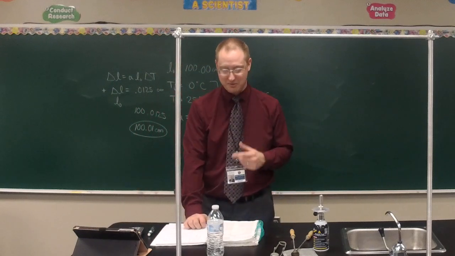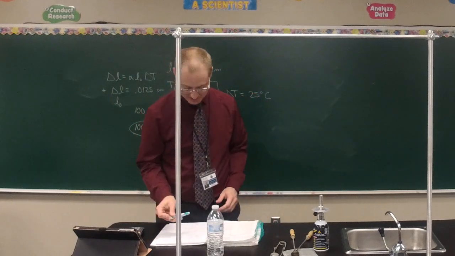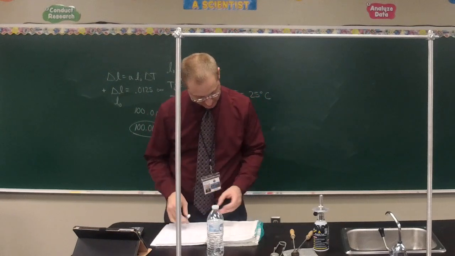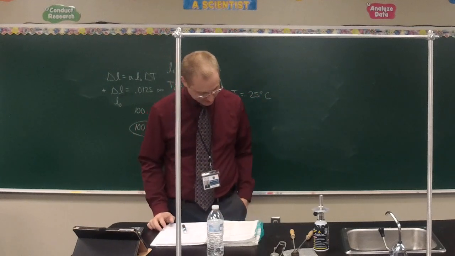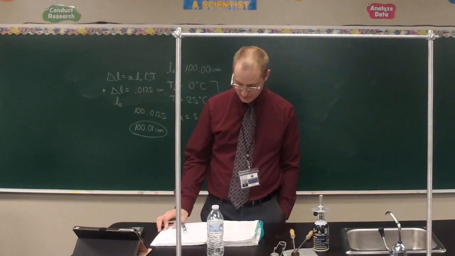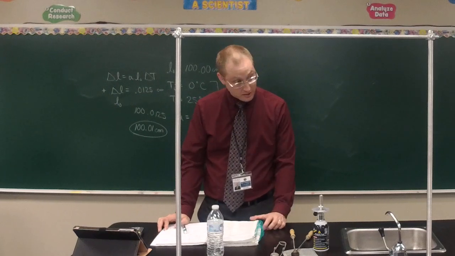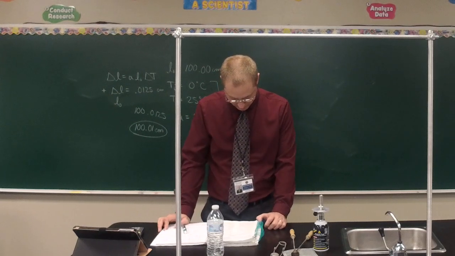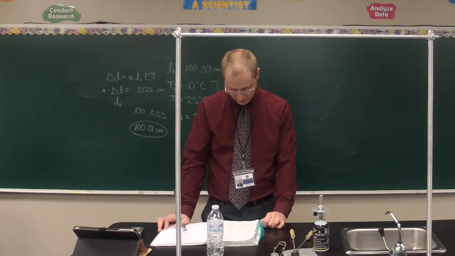All right, number 8. Go and read that one for us, if you would, Audrey. The Eiffel Tower in Paris is 984 feet tall and is made of iron. Assume this measurement is exact. Calculate its change in height when the temperature changes from 0 degrees Celsius to 40 degrees Celsius.